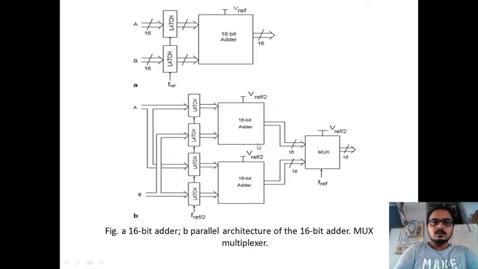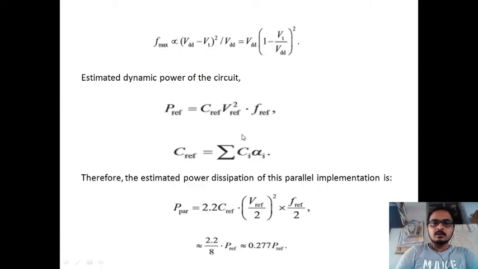Then see here, this is the circuit for parallel architecture. This is the general architecture, and then this is the parallel architecture. Here we are using only one 16-bit adder. In parallel architecture, we are using two 16-bit adders. That's why the capacitance here will almost double.